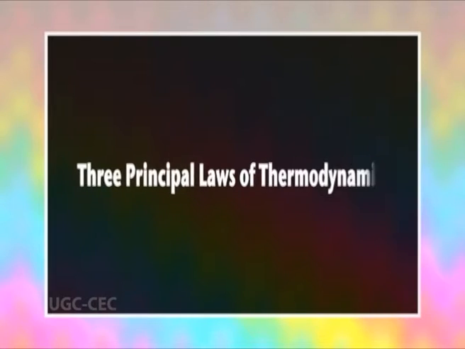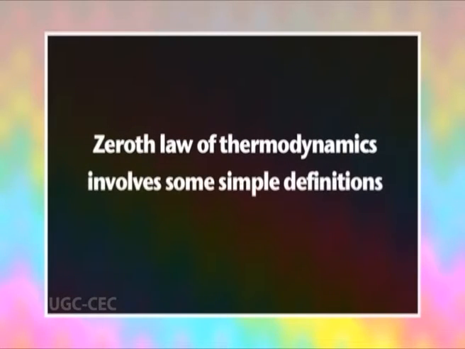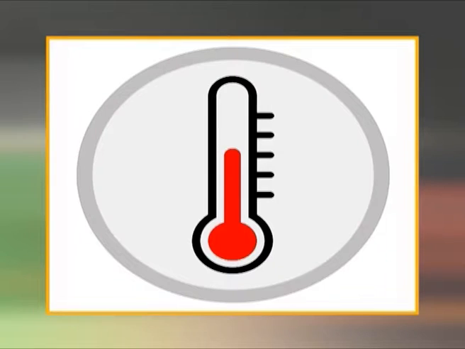There are three principal laws of thermodynamics. Each law leads to the definition of thermodynamic properties which help us to understand and predict the operation of a physical system. The zeroth law of thermodynamics involves some simple definitions of thermodynamic equilibrium. Thermodynamic equilibrium leads to the large scale definition of temperature as opposed to the small scale definition related to the kinetic energy of the molecules.